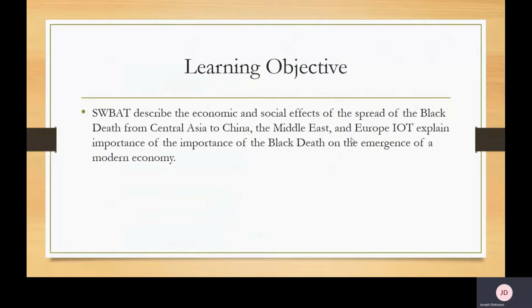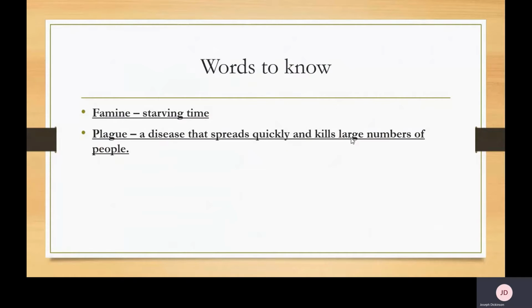So explain the importance of the Black Death on the emergence of a modern economy. We're going to talk about, starting off, where the disease comes from, where it started, what it actually was, and then we're going to end with how it affected Europe's economy. All right, so words to know. You need to know the word famine, which means starving time, and plague, which is a disease that spreads quickly and kills large numbers of people.